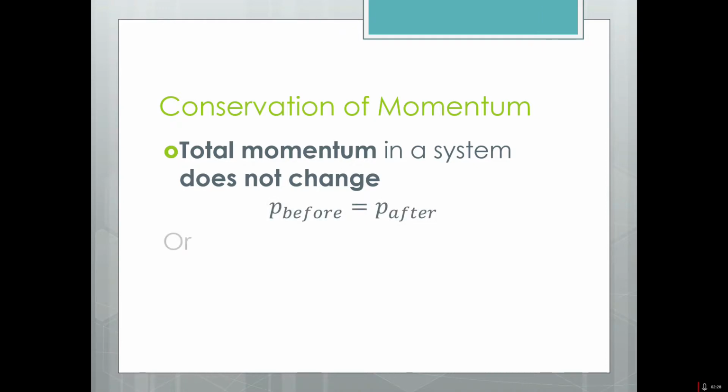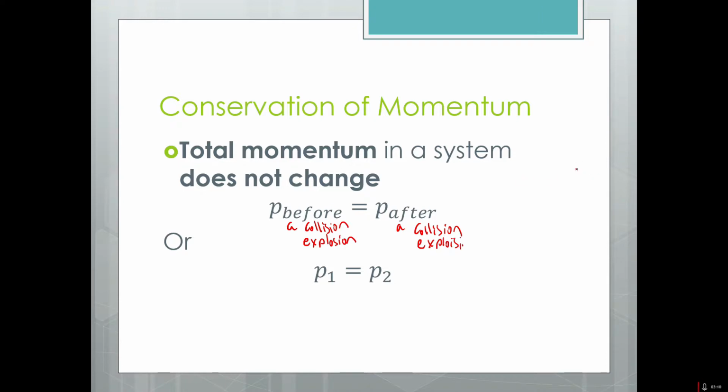So if you calculate the momentum before something happens and calculate the momentum after something happens, then both momentums will be the same. Now, usually what that thing is, is a collision of some sort. So P before is before a collision, usually. And then P after would be after a collision. Sometimes we deal with explosions. So when things explode, or things like that.